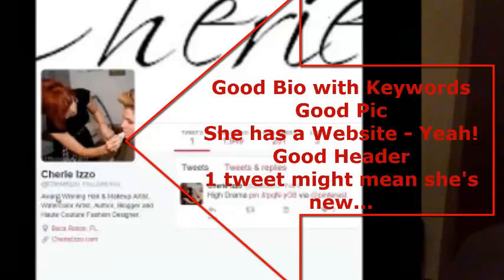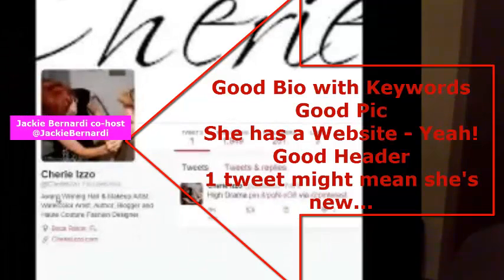award-winning hair and makeup artist, watercolor artist, author, blogger, and haute couture fashion designer. Boca Raton, Florida. Her website is sherryizo.com, which matches her Twitter name, which matches her real name. And she only has one tweet. And she only has 201 followers because she's not really tweeting. But tell me what's so good about this one, Jennifer, or bad if you want to.